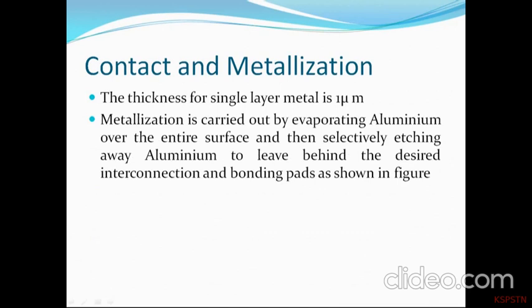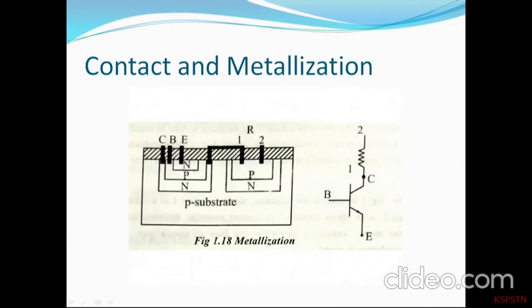Metallization is done for making interconnection between the various components fabricated in a single IC and providing bonding pads around the circumference of the IC chip. So this is the structure of the metallization process.